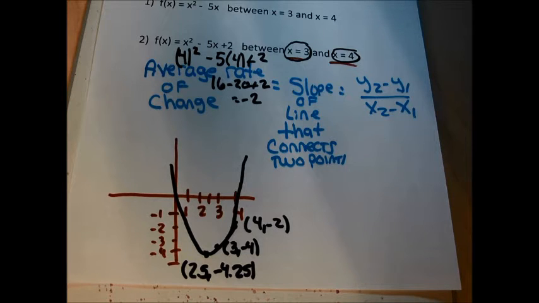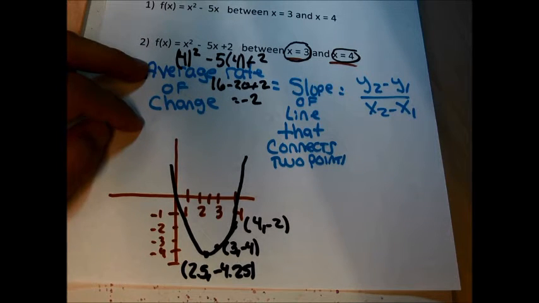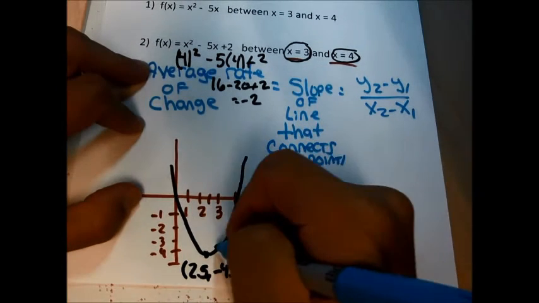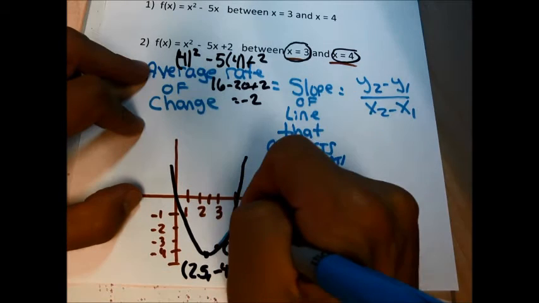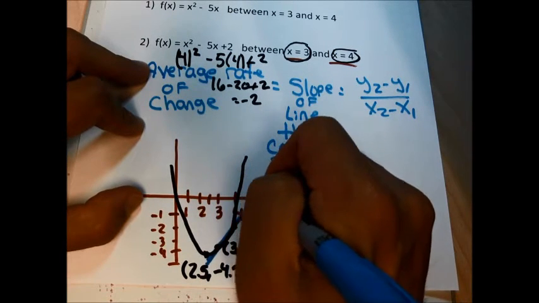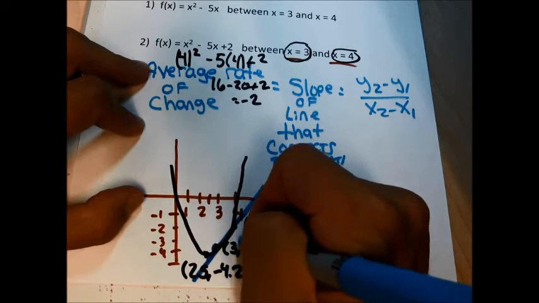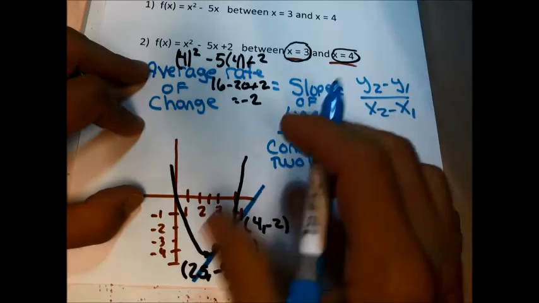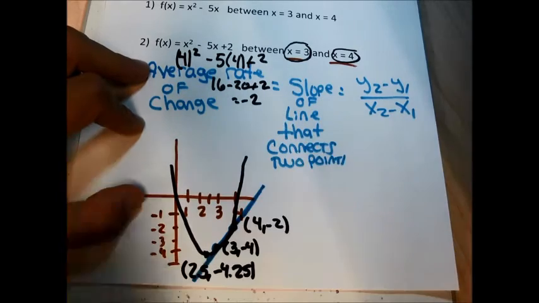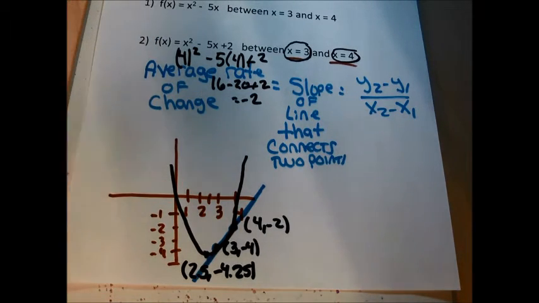So pictorially, what I'm trying to find, the average rate of change between x equals 3 and x equals 4, is the slope of the line that connects these 2 points. So this is pictorially what I'm finding. I drew a line that went through the point 3, -4 and 4, -2. The average rate of change is the slope of that line. It's not terribly hard to find the slope of that line.